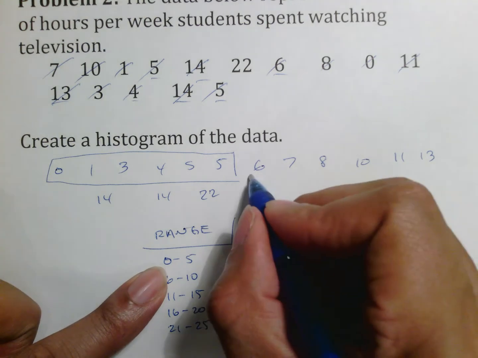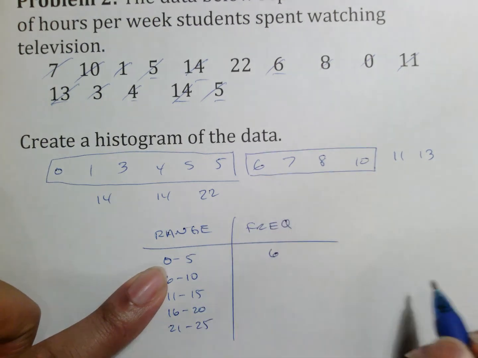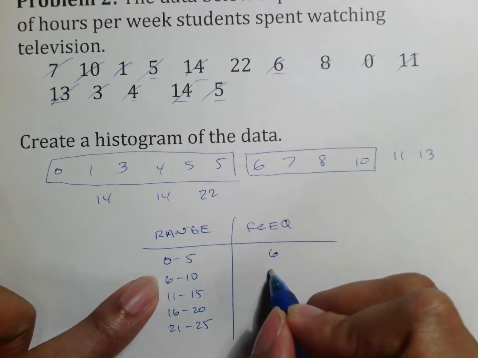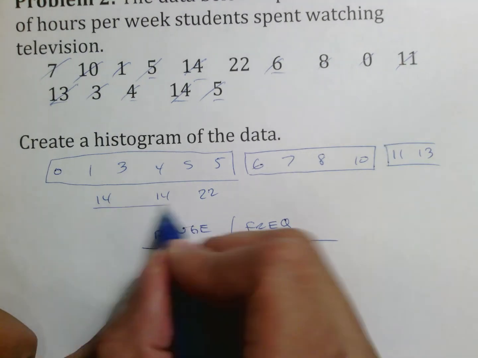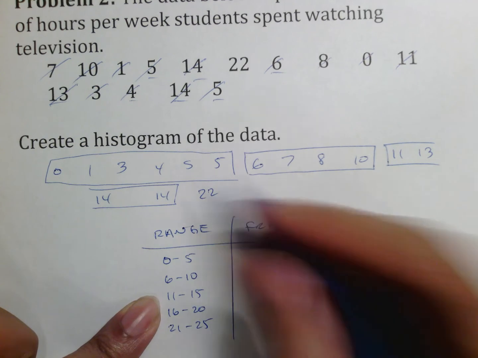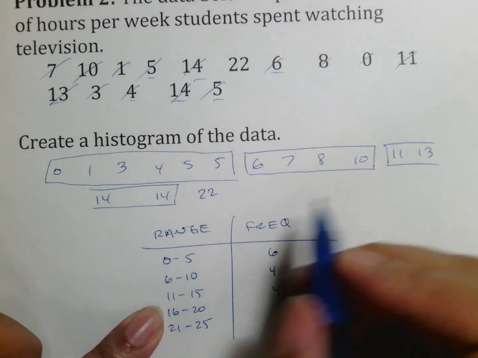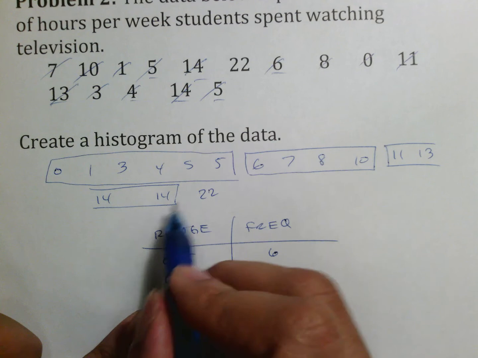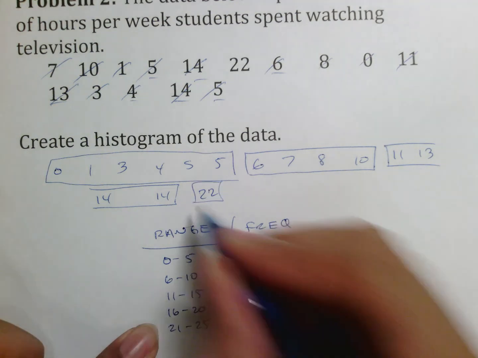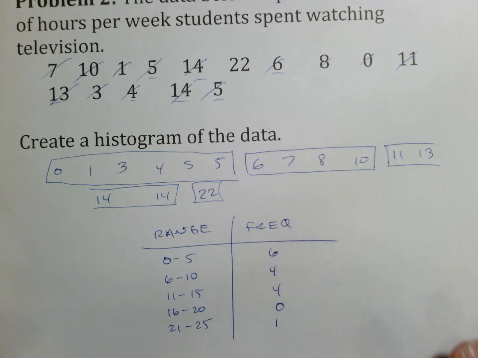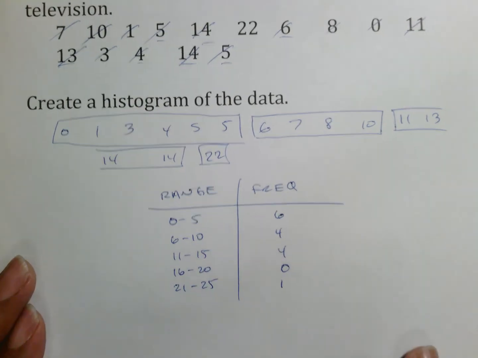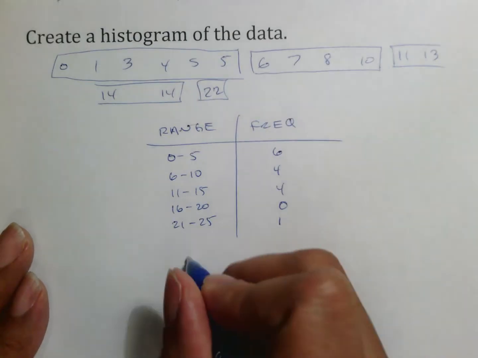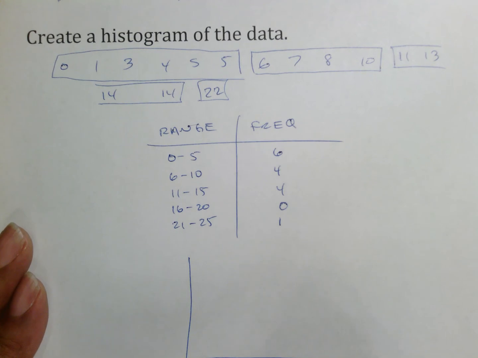6 to 10, the numbers from 6 to 10 are right here. So there are 1, 2, 3, 4 things in that range. 11 to 15 goes there, stops there. So 1, 2, 3, 4 of those things. 16 to 20, there's nothing at all, because there are no numbers from 16 to 20, and there's only one thing that is between 21 and 25. And so again, this is not your histogram yet, that's the frequency table, but we need the frequency table to make the histogram. And so that is where we again put range here and frequency over here.